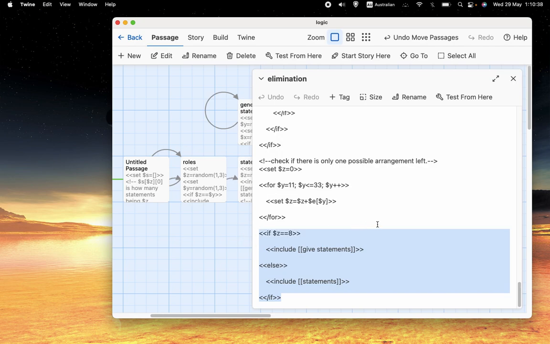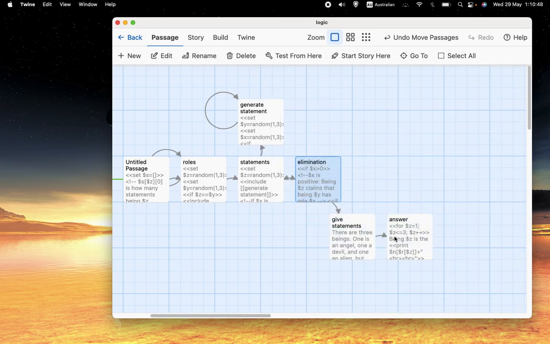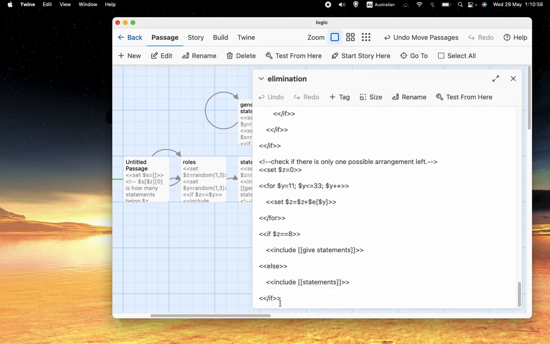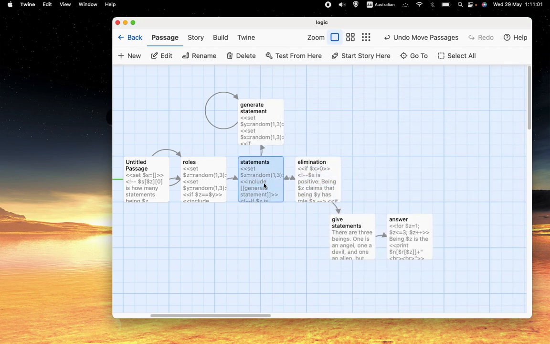And then there's a little bit of code at the end which counts. We count up how many possibilities have been eliminated, and if we've eliminated all possibilities except one, we go to give the question, and then they can click on to get the answer. Or if we haven't eliminated all of those possibilities, then we go back to statements, and we make another being make another statement, and we keep doing that until we've made enough statements that we can eliminate all possibilities except one. And when that has happened, the puzzle is completely solvable.